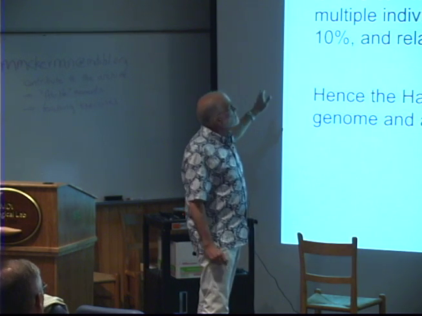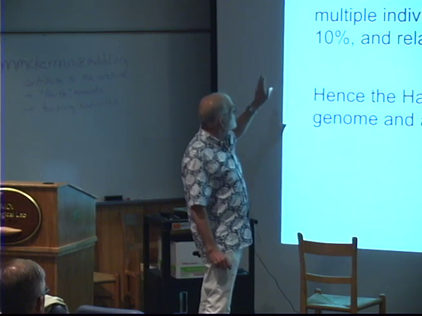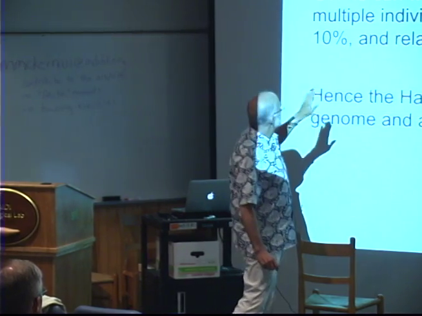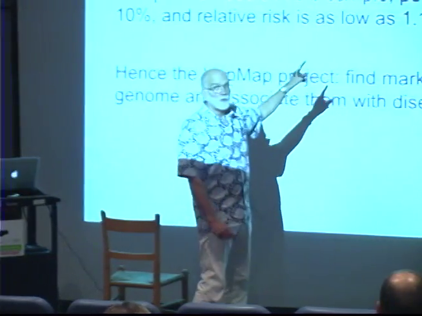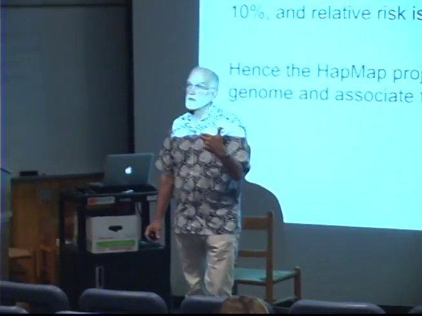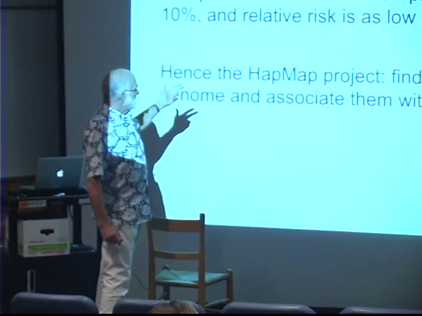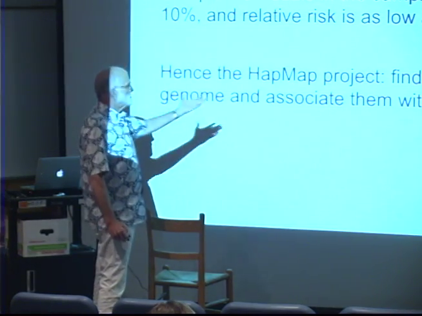They can work when these variants, these alleles, are present in many individuals in the sample with a penetrance as low as 10% and a relative risk as low as 1.1. 1.1 times more likely to get the disease with it than without it. And that led to the HapMap project, the haplotype mapping project. Find markers all over the genome and associate them with diseases.